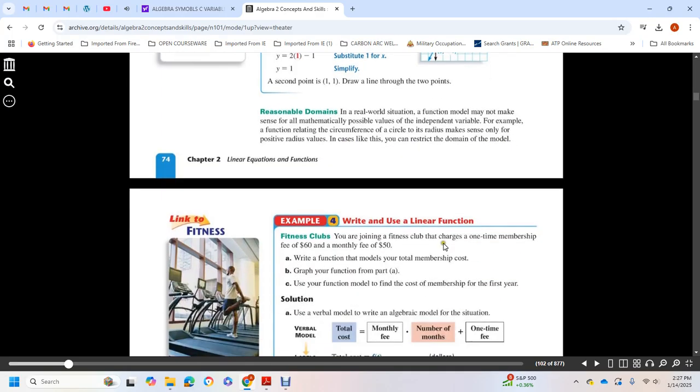Reasonable domains. In a real-world situation, a function model may not make sense for all of the mathematically possible values of the independent variable. For example, the function relating the circumference of a circle to its radius makes sense only for positive radius values. In that case, you can restrict the domain of the model.